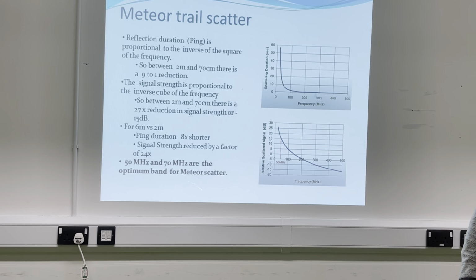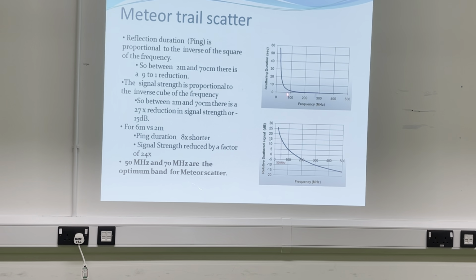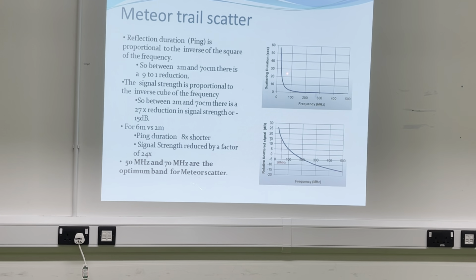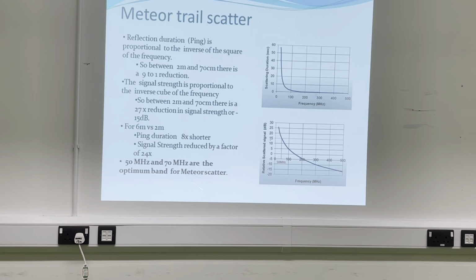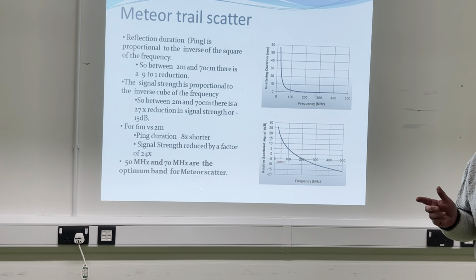Right. So what that means is, if you look at the duration, when you're down here, you get quite a nice long duration. As you come up here, it very quickly tails off. If you look at the reduction, if you go between 2 metres and 70 centimetres, there's a 9-to-1 reduction. Well, it's actually between 8 and 9, I've just rounded this off. So that's quite a big reduction in the time. So if you had a 9-second reflection on 2 metres, you'd only get 1 second on 70 centimetres.